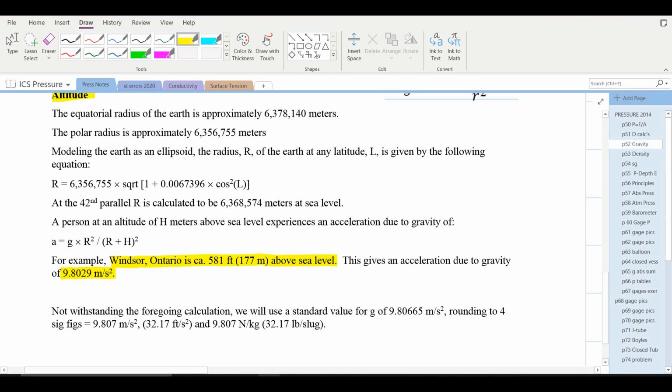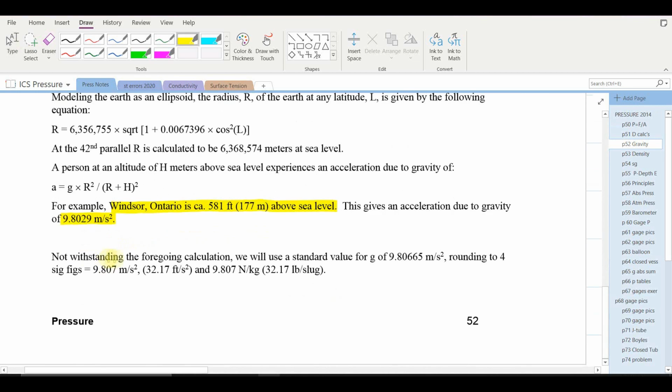So, notwithstanding these foregoing calculations, we will use the standard value for g, which is 9.80665 meters per second squared, and rounding to 4 sig figs, that's 9.807 meters per second squared, or 32.17 feet per second squared, or 9.807 newtons per kilogram, or 32.17 pounds per slug, and will experience no difference except perhaps in the fourth decimal place, which has no bearing at all on most of our calculations.